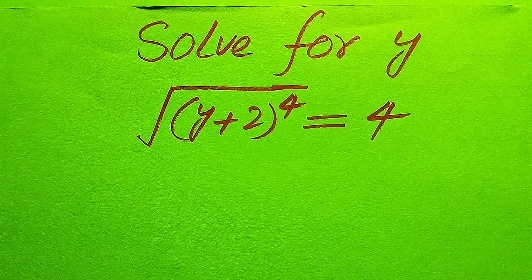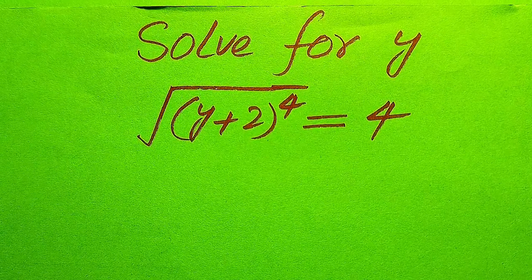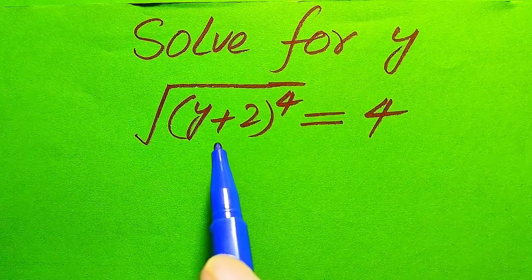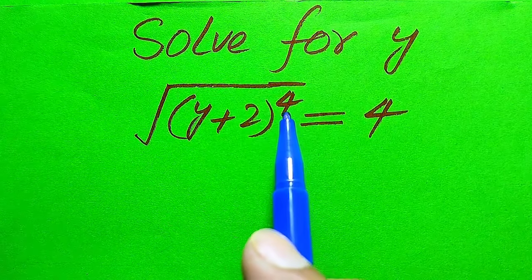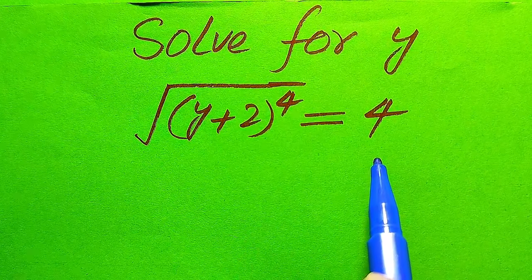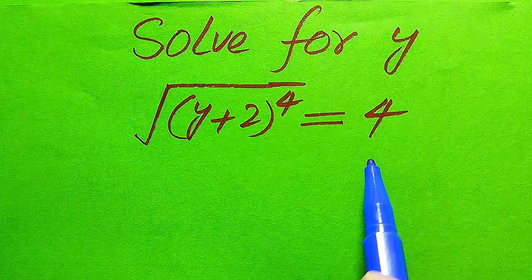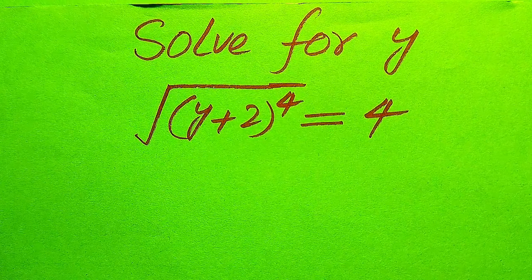Hello everyone, how to solve this problem for the values of y. If we have the square root of (y plus 2) to the power of 4 equals 4, and we solve this problem for all the values of y.